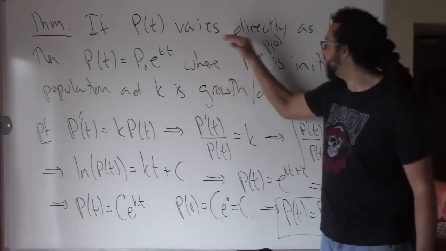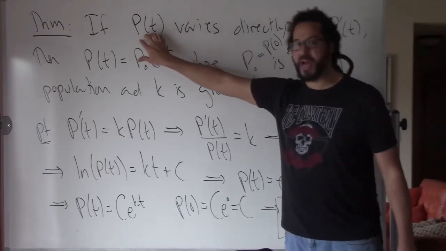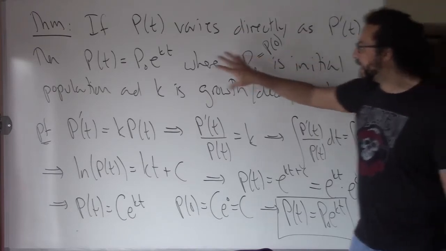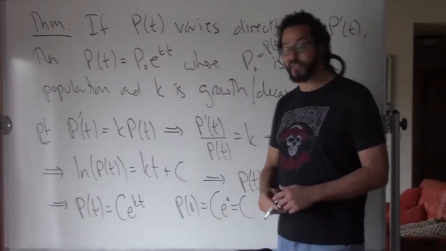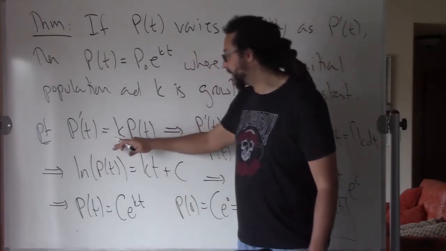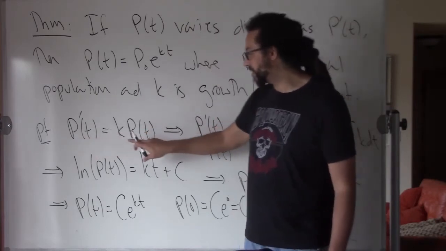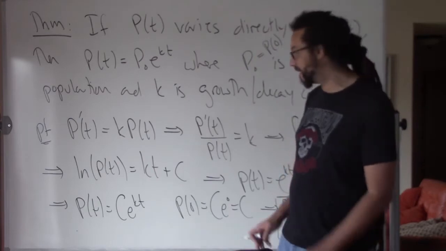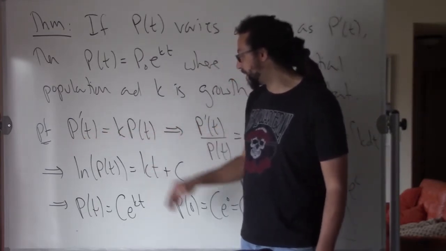So P of t varies directly. That means P prime is equal to some constant k times P. So how do we derive this mathematical model for the size of a population? So we'll start here with the original expression. The rate of change of the population varies directly with the size of the population at any time t. So P prime of t is equal to k times P of t.